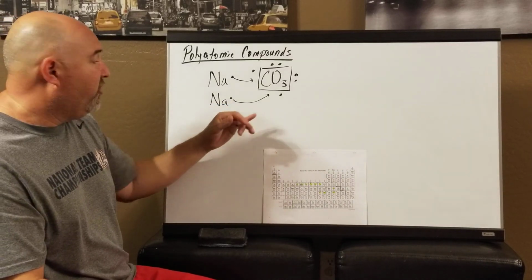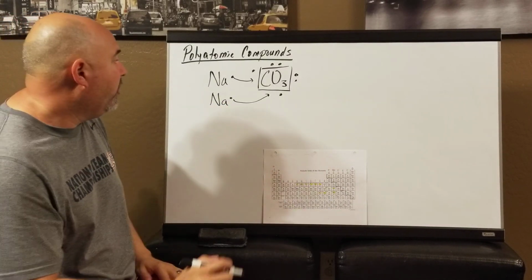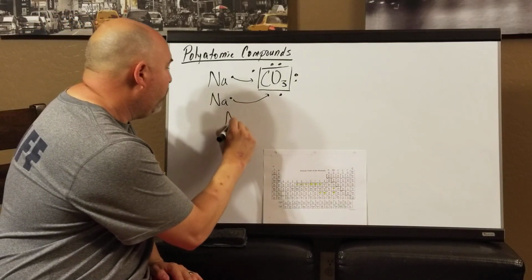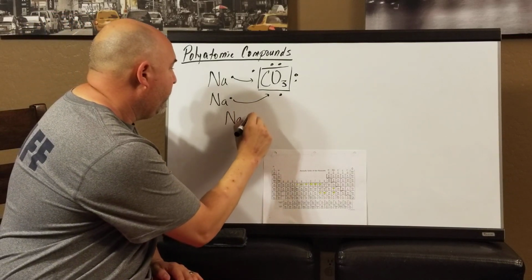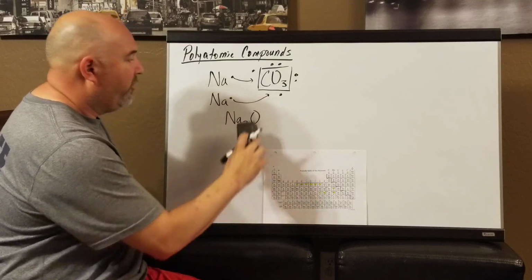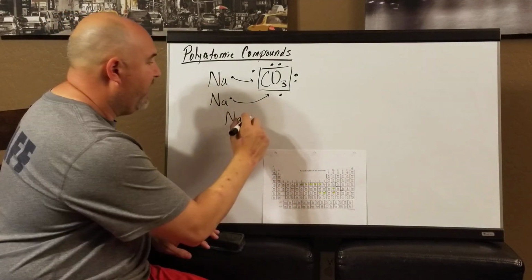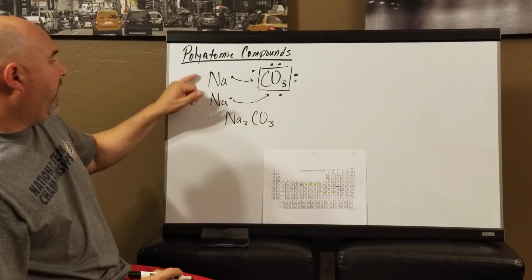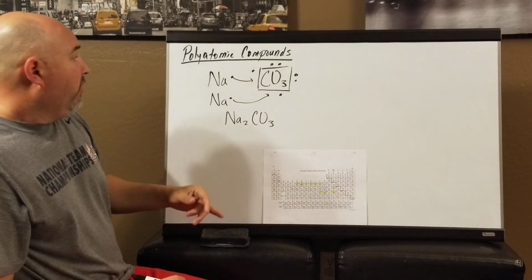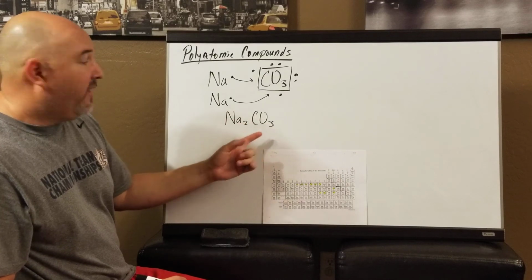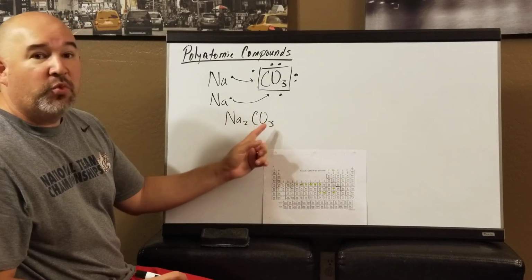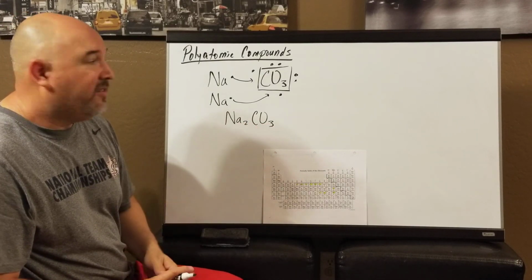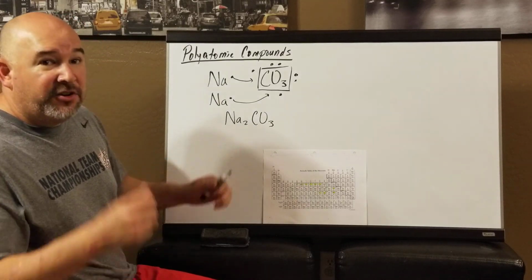So instead of Na2O like we had in the sodium oxide example, now we have Na2, and then we just write the entire thing, CO3. So Na2CO3. We have sodium carbonate, and this whole CO3 is one big ion called carbonate. So that's all we really have to do.